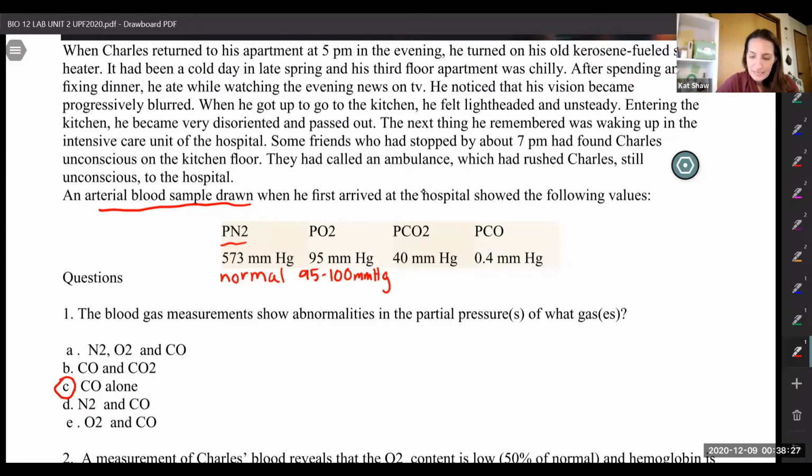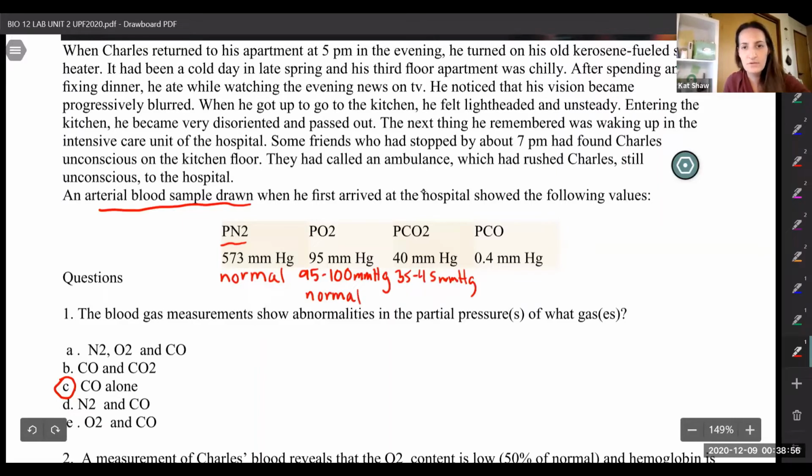Partial pressure for CO2, this number is based on the same normal values we use for acid-base balance, right? When we take that arterial blood draw and we're determining the individual's partial pressure for CO2, it ranges from 35 to 45 millimeters of mercury, and we're saying 40 millimeters of mercury, so both the partial pressure for oxygen is normal and CO2 is normal.